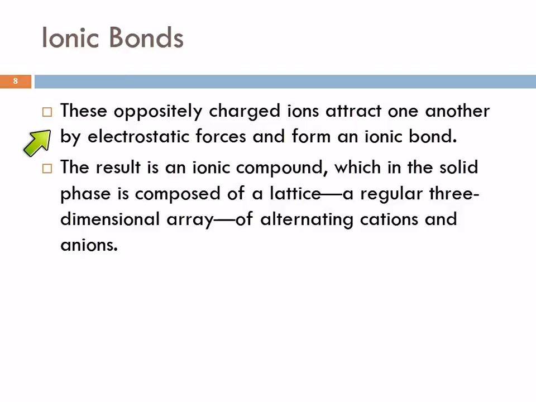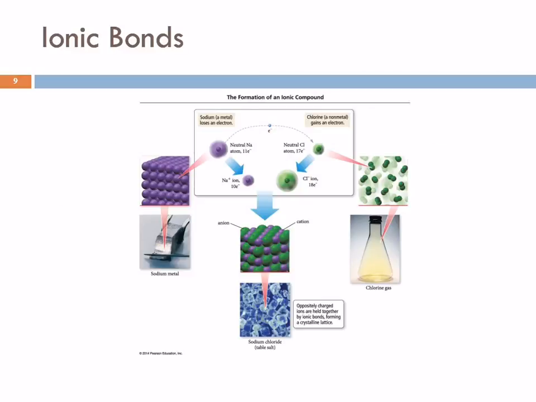So the oppositely charged ions attract each other by electrostatic forces, and that forms the ionic bond. In an ionic compound in the solid phase, you've got a regular repeating lattice of alternating cations and anions. Here's an illustration. It's a little hard to see there in the middle. So in sodium metal, we have sodium atoms arranged like this. And in chlorine, the element, we have chlorine molecules floating around.